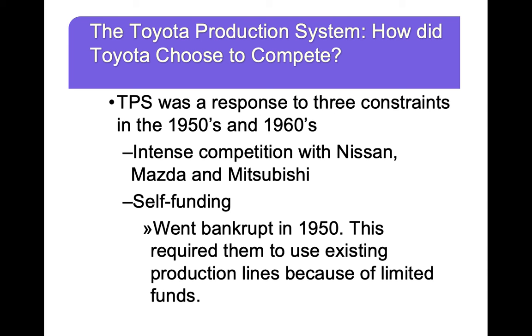And so basically, this production system was a response to 3 constraints in the 50s and 60s. There was intense competition with Nissan, Mazda, and Mitsubishi. And then self-funding. It went bankrupt in 1950. So this required them to use existing lines because they had limited funds.